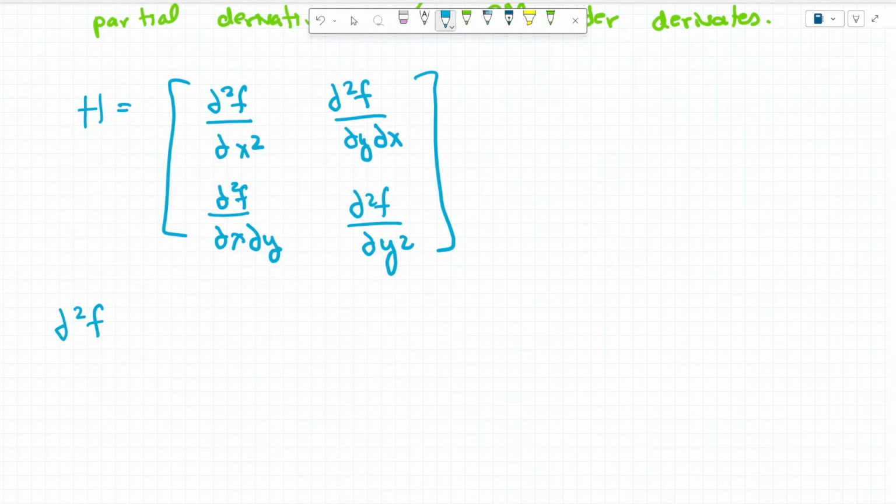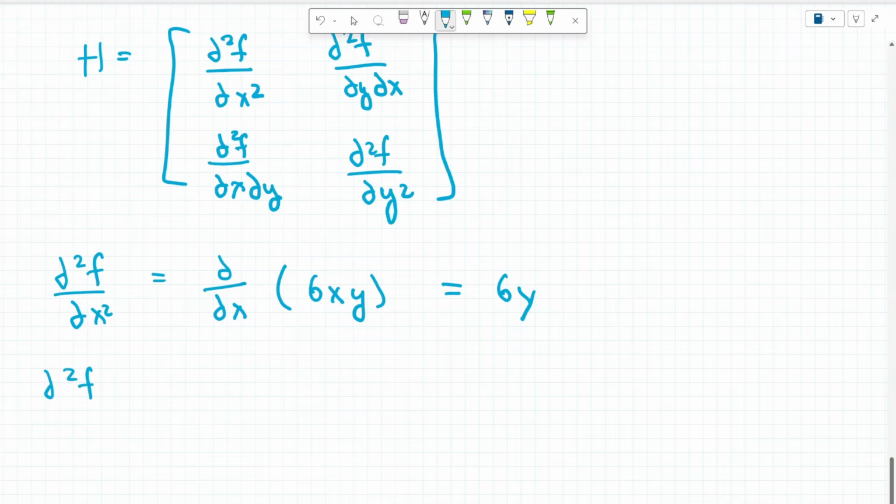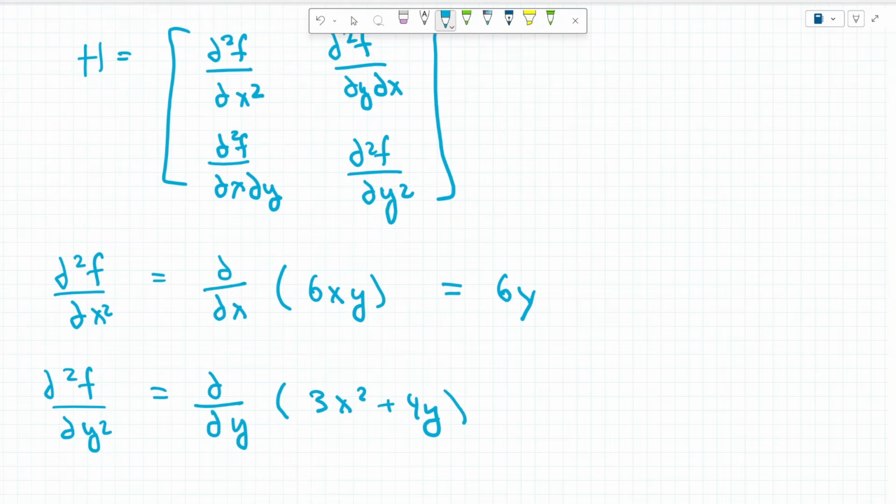So d squared f over dx squared is then the partial derivative of our 6xy. That means we're keeping y constant and differentiating with respect to x, which will give us 6y. From here, let's take the second derivative with respect to y. This is going to be the derivative with respect to y of 3x squared plus 4y. Since we already found the first derivative, now we're just looking for the second. So we're going to keep x constant and then solve for y, and this gives us simply 4.